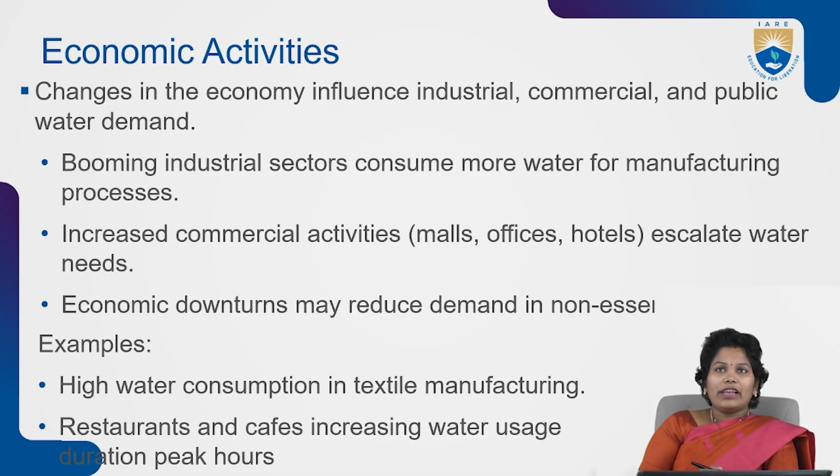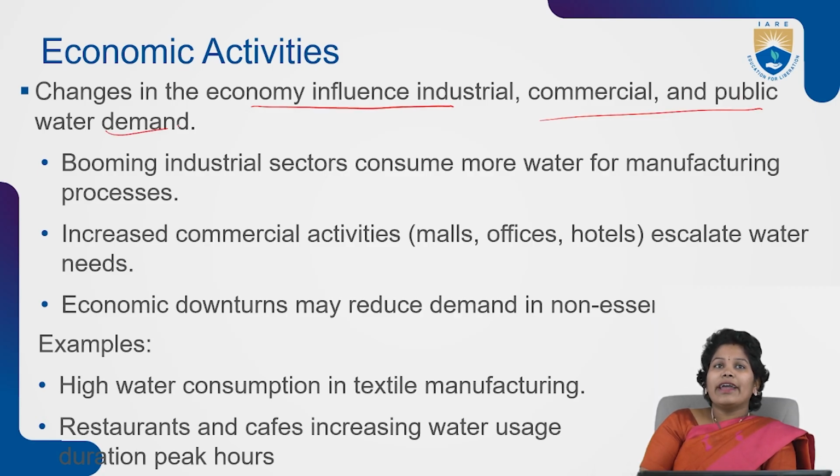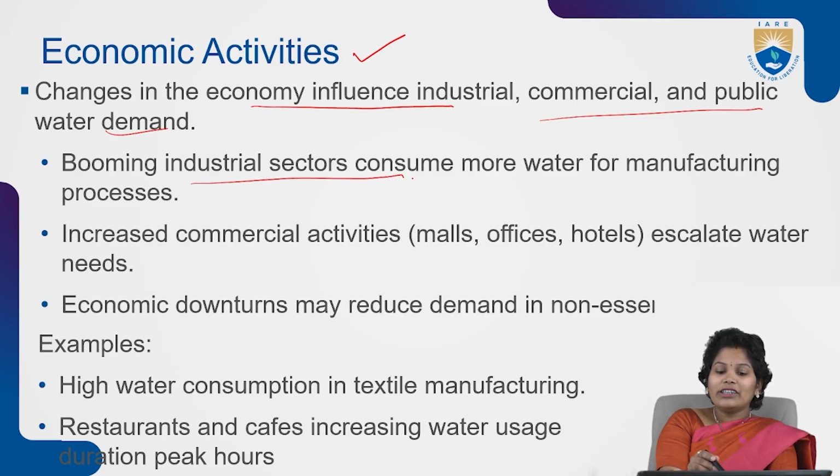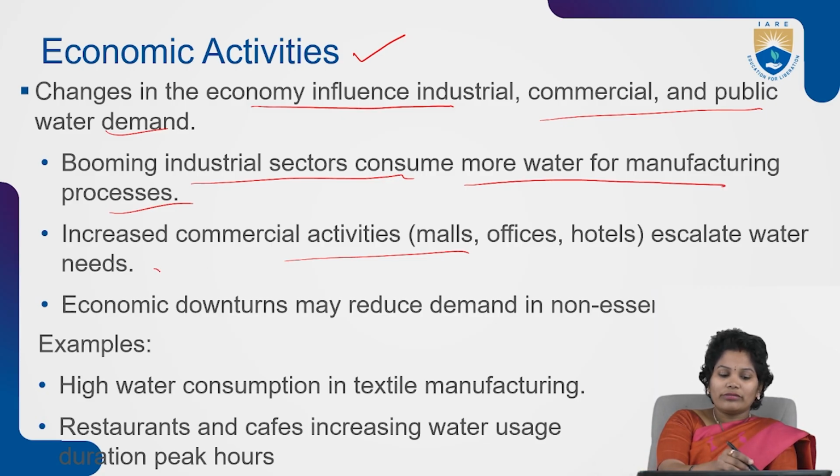Economic activity is influencing industrial, commercial, and public water demand. These all three come under economic activities influencing the water demand. So a booming industrial sector consumes more water for manufacturing processes. Increased commercial activities like malls, offices, and hotels also require water.